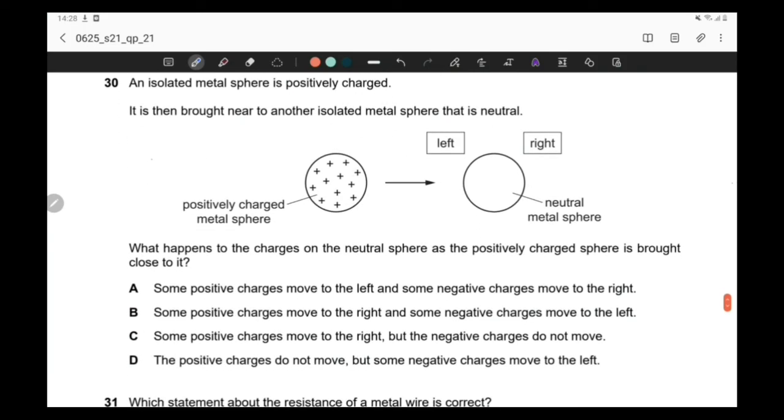Question 30. An isolated metal sphere is positively charged. It is then brought near to another isolated metal sphere that is neutral. What happens to the charges on the neutral sphere as the positively charged sphere is brought close to it? So when this positively charged sphere is brought close to the neutral metal sphere, initially the metal sphere will have an equal number of protons and equal number of electrons.